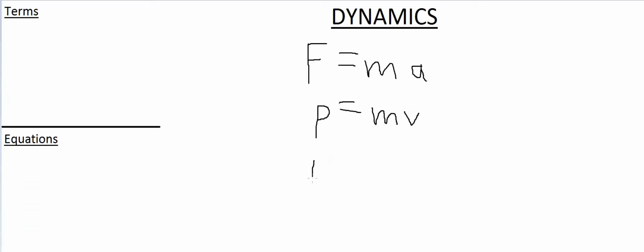So F can also be represented as change in momentum over change in time. So force can be represented this way also. Here m is mass, a is acceleration, and v is velocity. Okay, done.